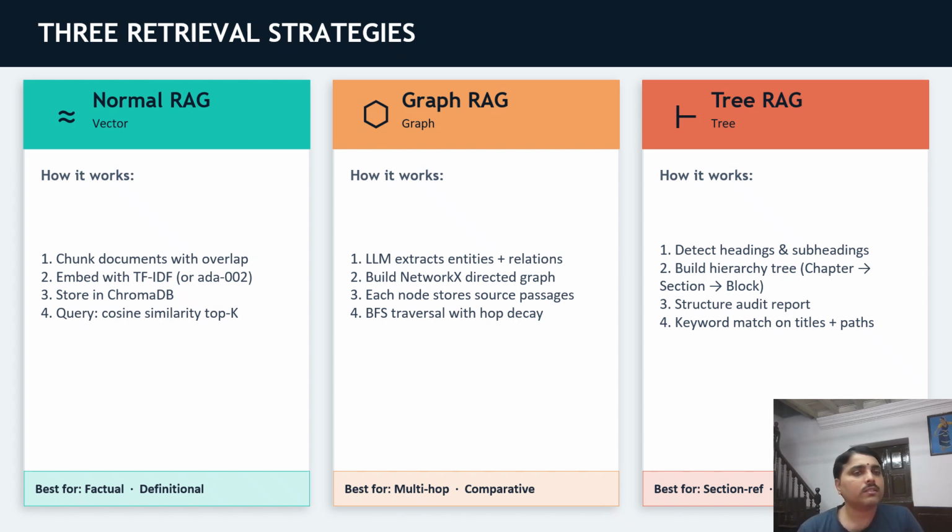Normal RAG is the simplest, embed and retrieve. Graph RAG is the most powerful but most expensive. Each text block here requires an LLM call during indexing. Tree RAG is the most targeted. It navigates document structure rather than semantic similarity. The best-for strips at the bottom are the starting hypothesis, and the evaluation harness will validate or challenge these assignments with real data.